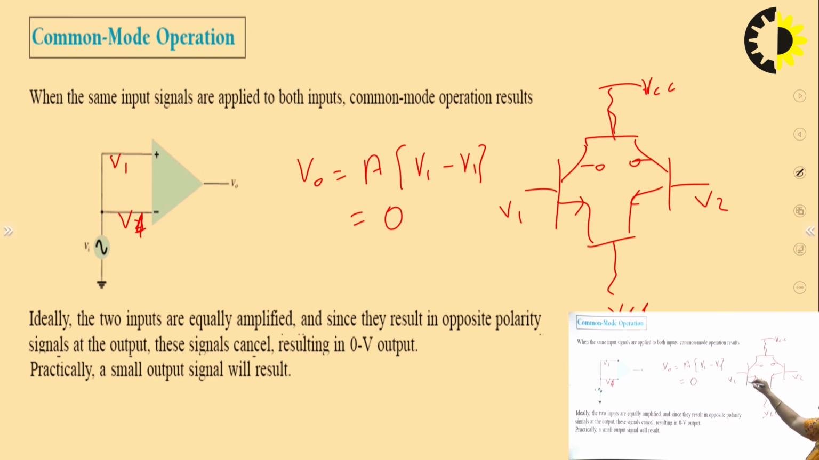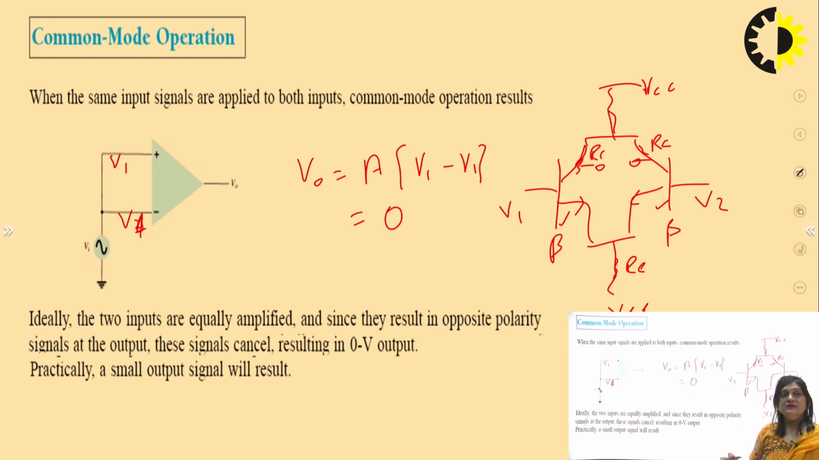So basically these two transistors are identical. If these two transistors are identical, means their beta value is same, their doping level is same, the RC value, the collector resistance that we are using, is same, this RE must be same. So everything, these two transistors are perfectly matched. Only in that case, if we apply V1 and V2 equal, then output would be 0.